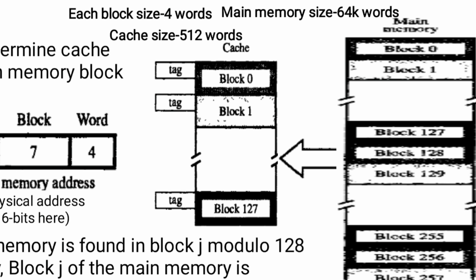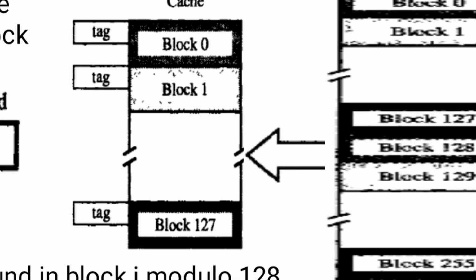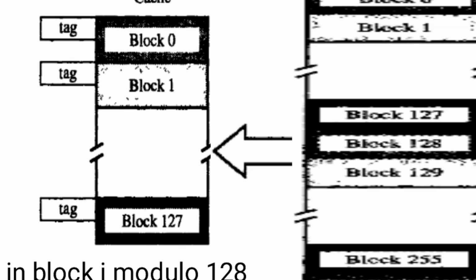Suppose block 127 in main memory. How many blocks are there in cache? 128. If any word belonging to block 127 is requested by the processor, then block 127 is copied into block 127 of cache. Is that clear? 127 modulo 128 is 127 only.